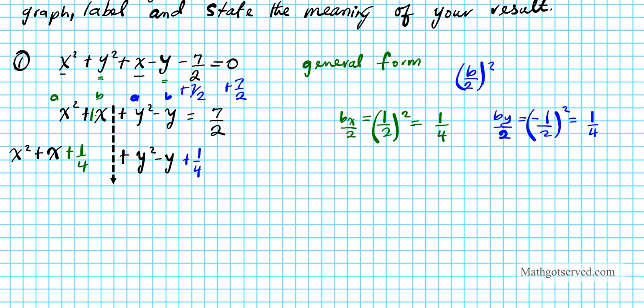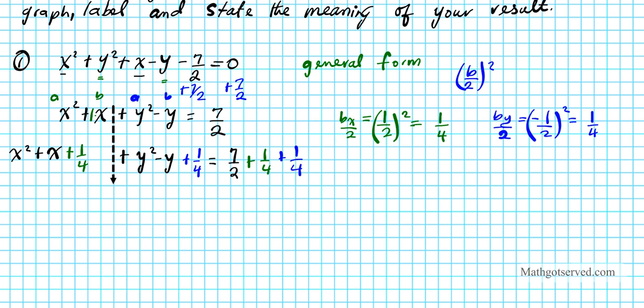Now, since we introduced two new numbers to the left side of the equation, to preserve equality we're also going to add the 1 over 4 that we introduced for the x, and another 1 over 4 for the y, on the right side.